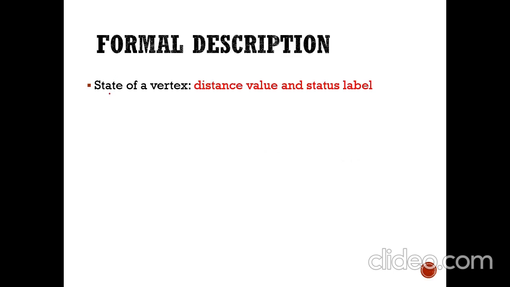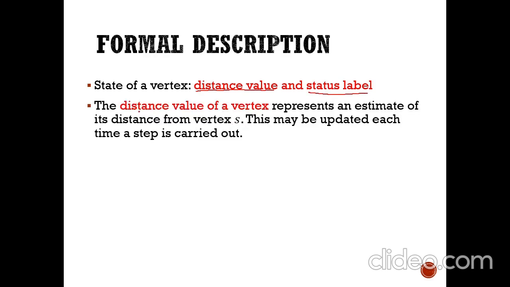First, in every step of the Dijkstra's algorithm, we have the state of a vertex. The state of the vertex has two components. You have the distance value and the status label. The distance value represents an estimate of the distance of the vertex from the starting point. So this is just an estimate, and this distance value gets updated each time a step is carried out. Next, the second component is either permanent or temporary.